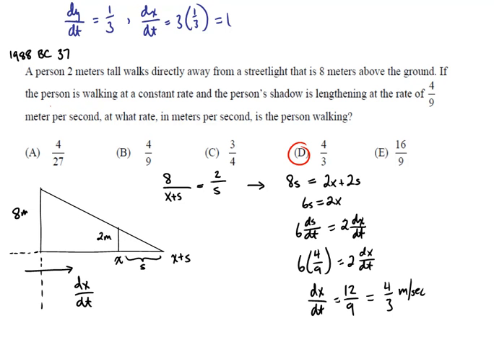And so there's a lot going on here, but once you've seen how this works with the shadow length and the person's distance and both of them changing, it should be pretty straightforward. And the solution uses similar triangles. And that'll do it for these two problems.